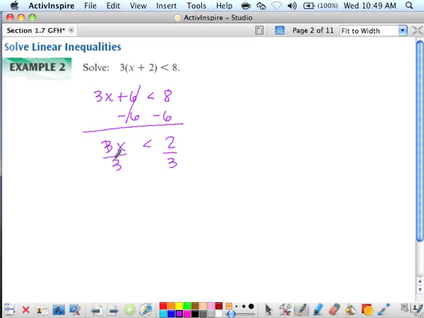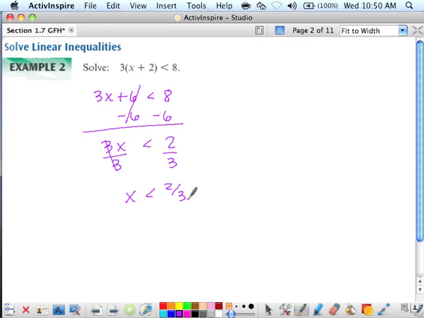When I divide by 3, do I have to flip the inequality sign, or does it stay less than? It stays less than. When do we flip it? There are 2 times you flip it: when you divide by a negative or when you multiply by a negative. So be really careful with both of those. If you divide or multiply by a negative, you flip the sign. Otherwise, we leave it. So the answer is x is less than 2/3.